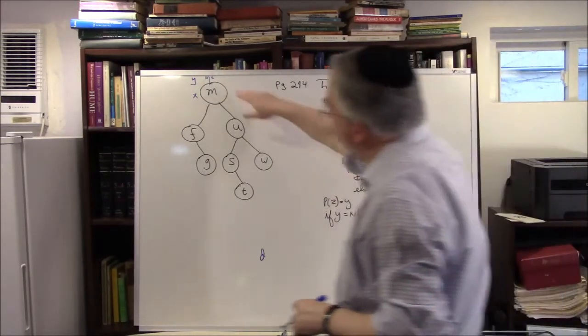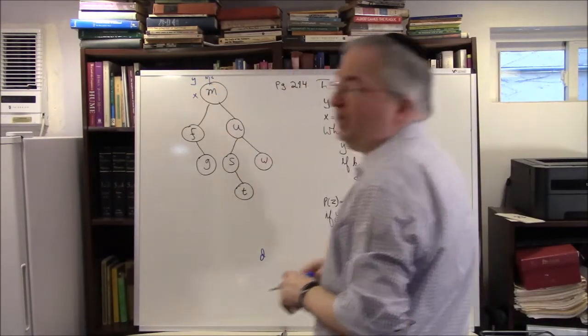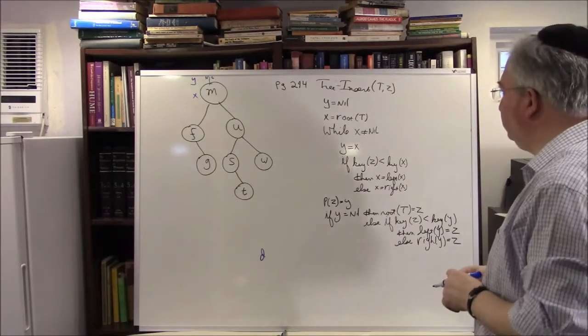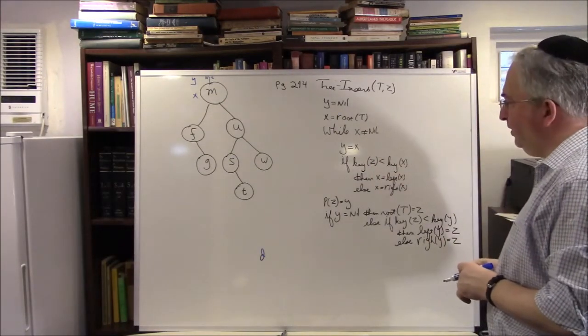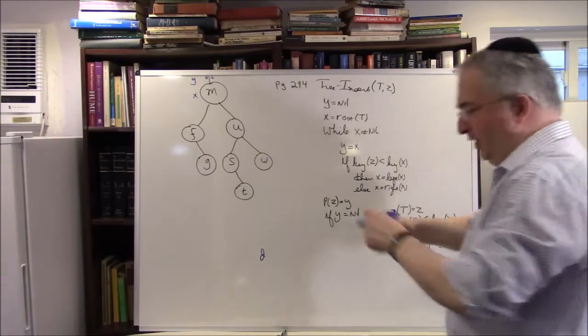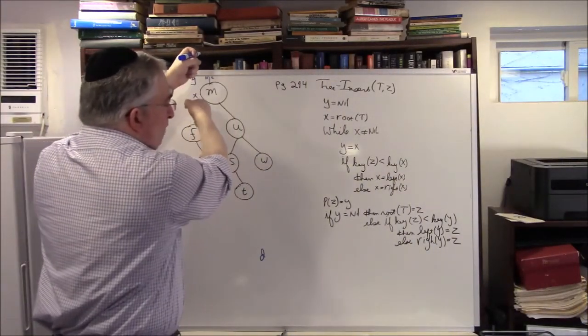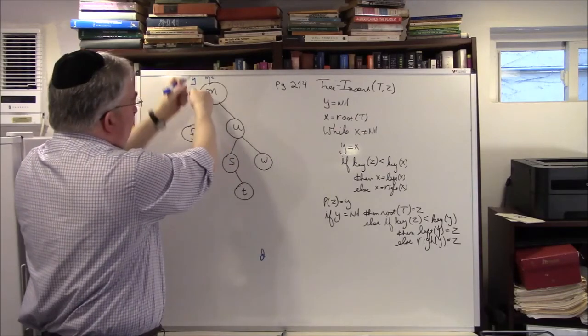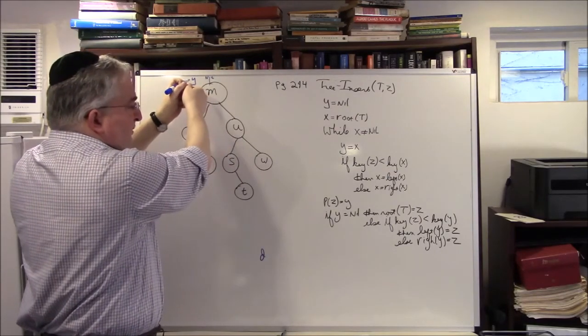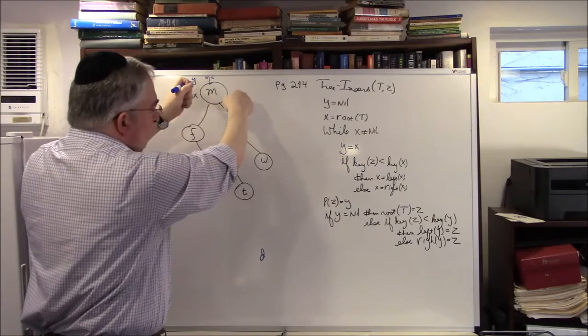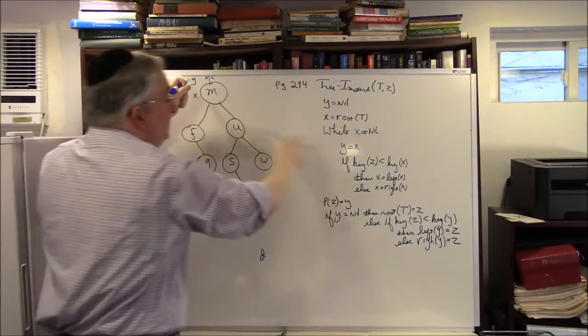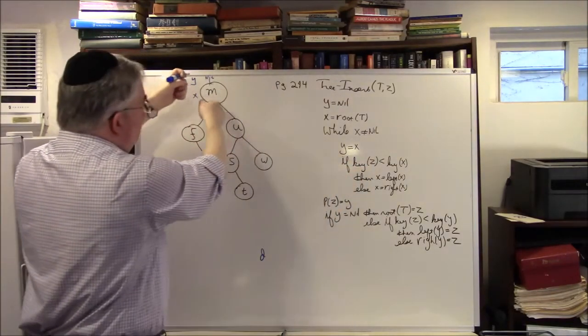So again, Y is the father of the root, and X is the root. While X is not nil, we do the following. And this is the climbing down of the tree. Okay? We do the following. Y is equal to X, so we come down here, and then the question: should we go this way or this way? Is the key of Z less than the key of X?